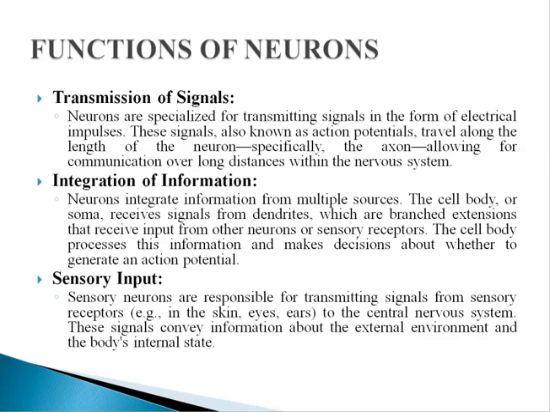The cell body, which is also called soma, receives signals from the dendrites, which are branched extensions that receive the input from other neurons or sensory receptors. The cell body processes the information and makes a decision about whether to generate an action potential or not. Next is the sensory input. Sensory neurons are responsible for transmitting signals from the sensory receptors to the central nervous system. These signals convey information about the external environment and also the body's internal state.